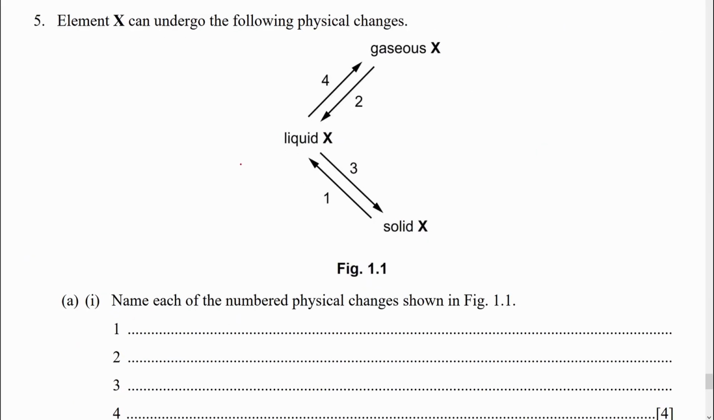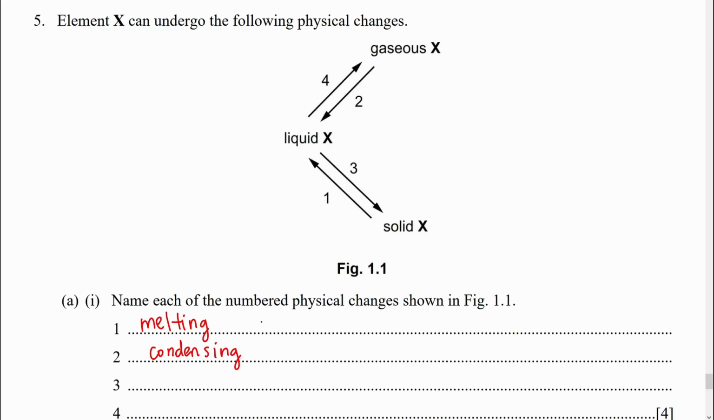Question 5. Element X can undergo the following physical changes. Name each of the numbered physical changes shown in figure 1.1. Okay, so for number 1, you can see the arrow is from solid to liquid. So from solid to liquid is called melting. Number 2, the arrow is going down, so that means it's from gas to liquid. From gas to liquid is called condensation, or you can say condensing. Okay, condensation is also accepted.